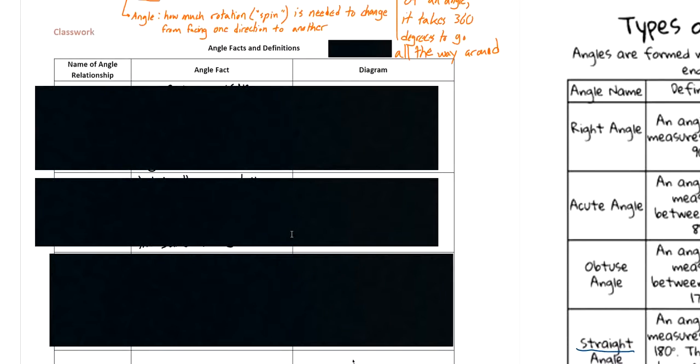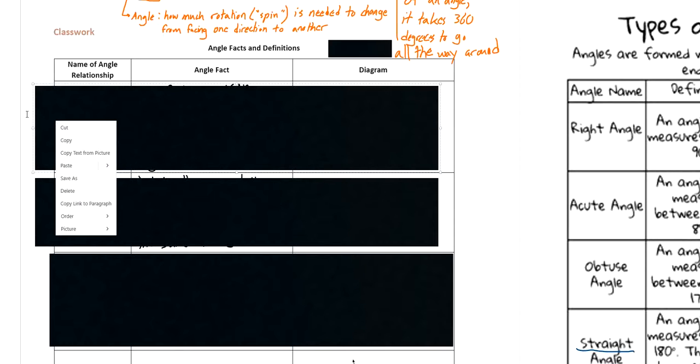Let's get into angle relationships. So not just thinking about one angle now, we're going to be thinking about a pair of angles, or maybe 3 angles, or however many angles share a relationship. So we're going to go over the relationships right now.